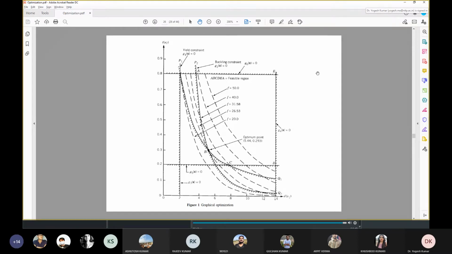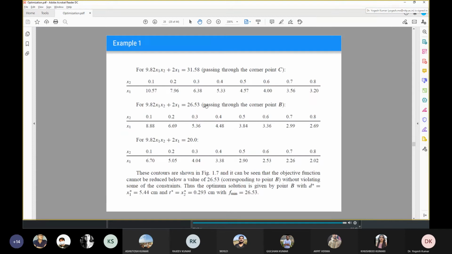Because plotting on graph paper will take a lot of time. Then manually you have to join each point every time. Then for any new objective function, you have to erase the old one. Otherwise, you will not be able to distinguish between two objective functions if they are too close. Okay, so this way I hope you are able to understand how we can use this graphical method of optimization in constrained problems.